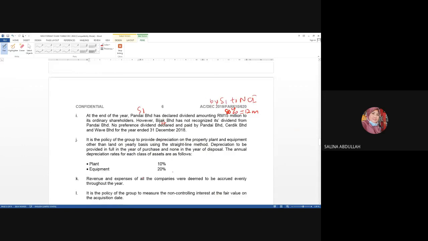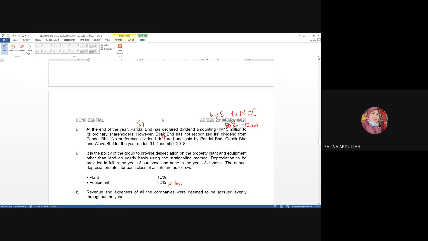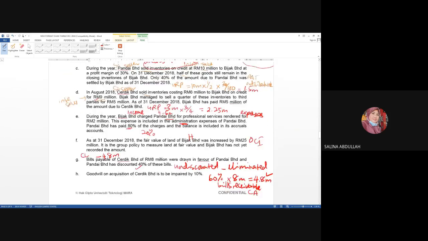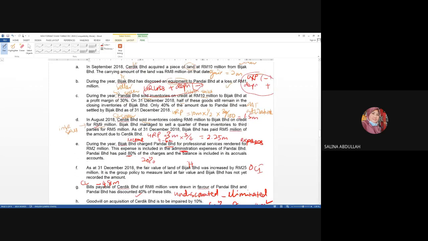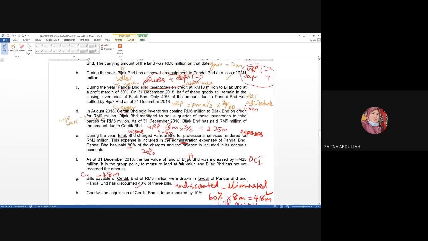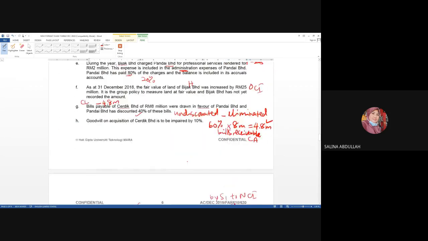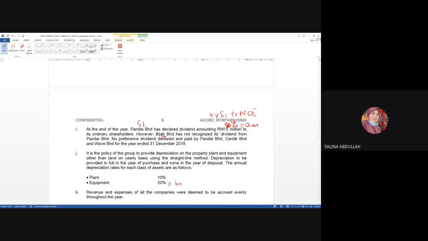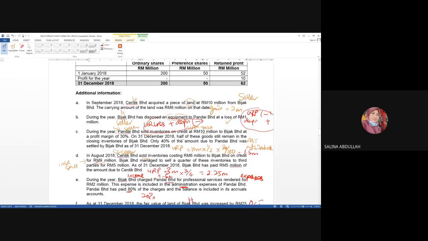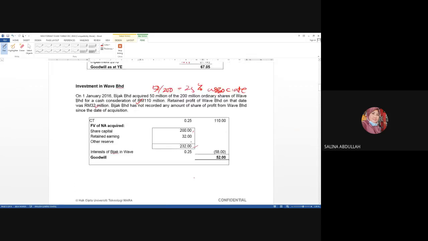Equipment, depreciation of equipment is 20%. You multiply by 1 million, the unrealised loss. Not only that, you also have to calculate depreciation when we have revaluation of asset of subsidiary. Remember at the beginning of the year, in paragraph in page 1.